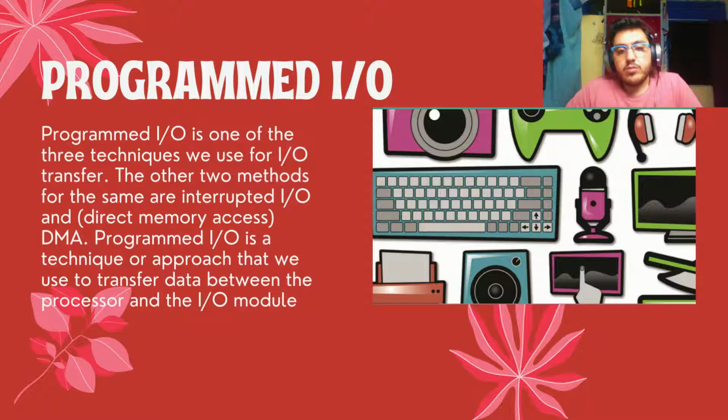If we talk about programmed I/O and interrupted I/O, it's the responsibility of the processor to control the transfer from I/O to the main memory as an input, and from the main memory to an I/O as an output. On the other hand, DMA does not involve the processor. The main memory and I/O exchange their data directly.